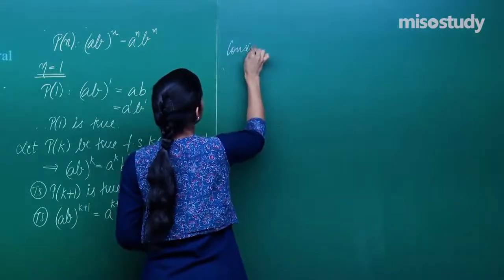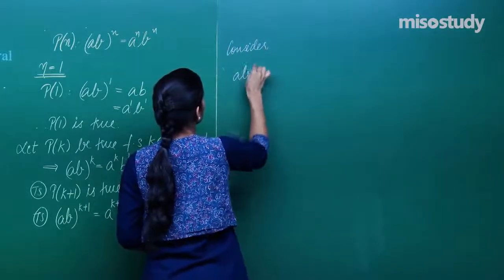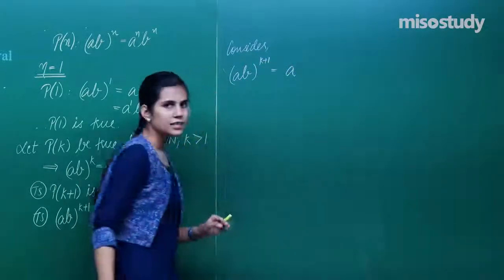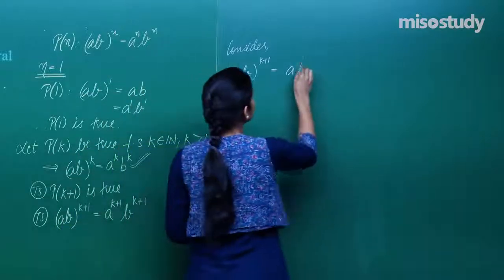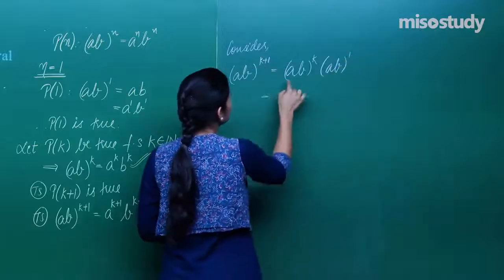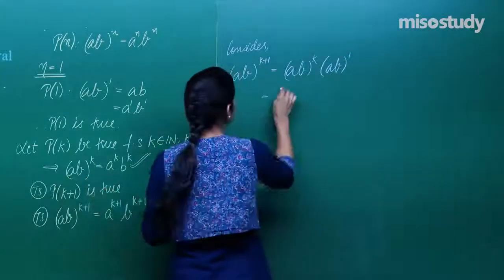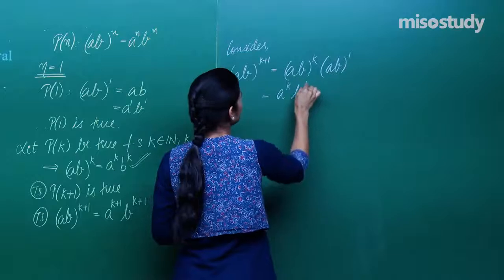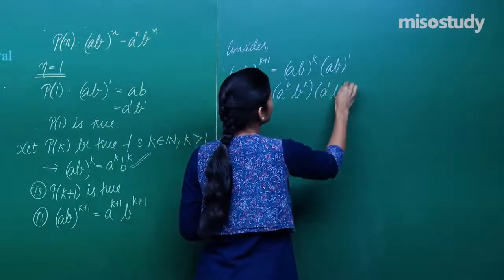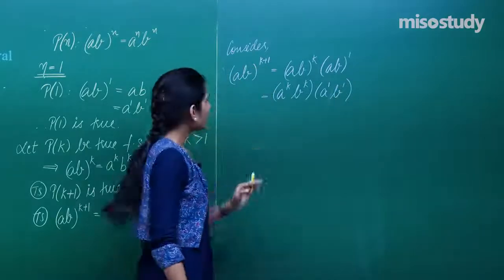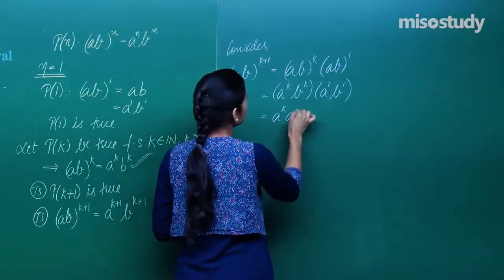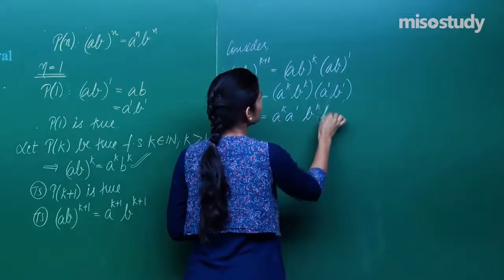Consider the left hand side, (ab) to the power k plus 1. If you consider this, you will be writing it as (ab) to the power k into (ab) to the power 1. But (ab) to the power k is already given to me as a to the power k into b to the power k. This is by the induction hypothesis. And (ab) to the power 1 is a to the power 1 into b to the power 1. I know multiplication is commutative in real numbers. So I can just write this as a to the power k into a to the power 1 into b to the power k into b to the power 1.